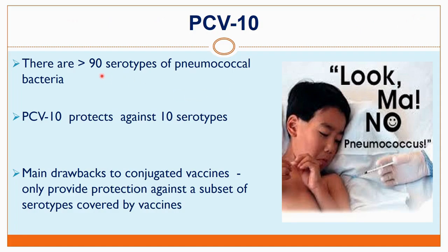There are more than 90 serotypes of the pneumococcal bacteria, and PCV10 protects against 10 serotypes, and that covers the most life-threatening infections. The main drawback of this conjugated vaccine is that it provides protection against only a subset: PCV10 covers only 10 serotypes, whereas there are 90 serotypes of the pneumococcal bacteria. This is the only disadvantage, but PCV10 is covering a good number of serotypes. The bacteria which cause severe disease, it is covering those.